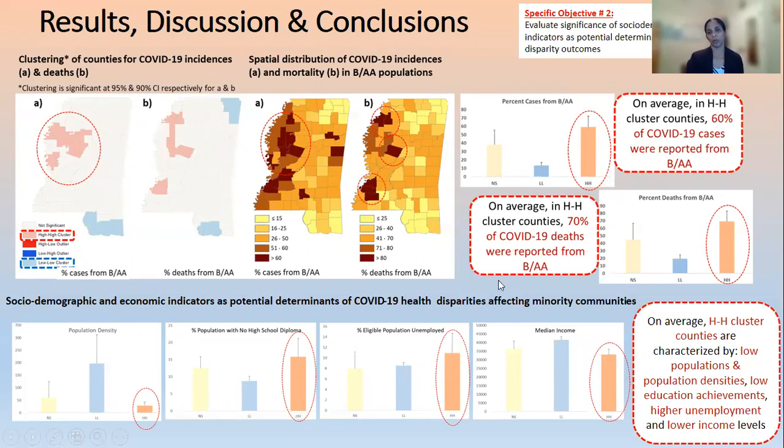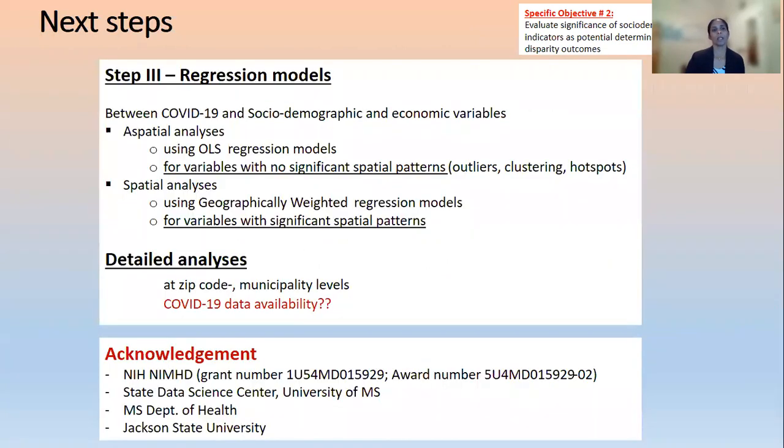To give you a brief overview, in the counties within this high cluster, we found relatively higher percentage of cases and also deaths from Black African Americans. These counties are also characterized by low populations and population densities, low academic achievements, high unemployment, and also lower median income. So our next step is to develop regression models.